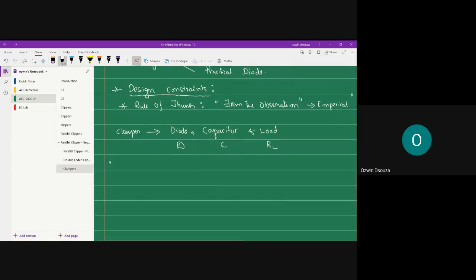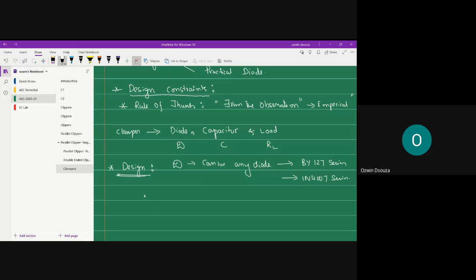Now, when you have to design a particular clamper circuit, you cannot simply choose, okay, diode doesn't matter. Diode can be any diode. In the sense it can be, let's say, BY127 series, or it can be 1N4007 series. You have different types of PN junction diodes. Any diode you can choose for your clamper operation. So there is no restriction on the selection of diode.